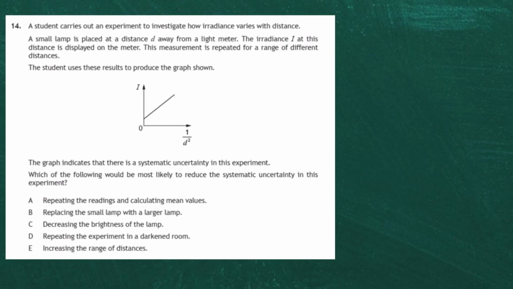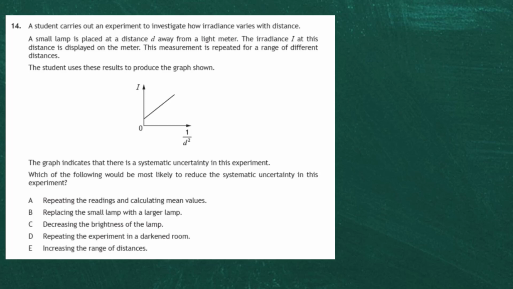Question 14 from section 1 of the 2017 Higher Physics Examination from the SQA. A student carries out an experiment to investigate how irradiance varies with distance. A small lamp is placed at a distance d away from a light meter, and the irradiance I at this distance is displayed on the meter. This measurement is repeated for a range of different distances, and the student uses these results to produce the graph shown.